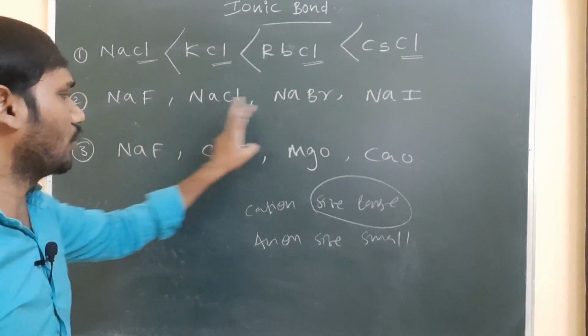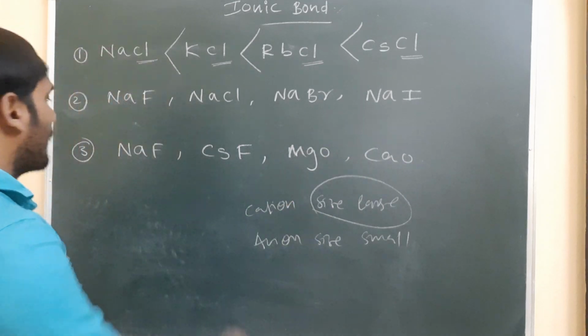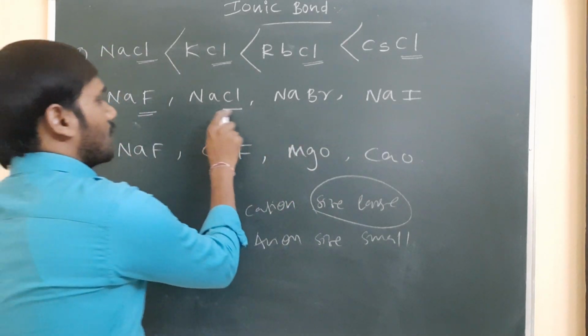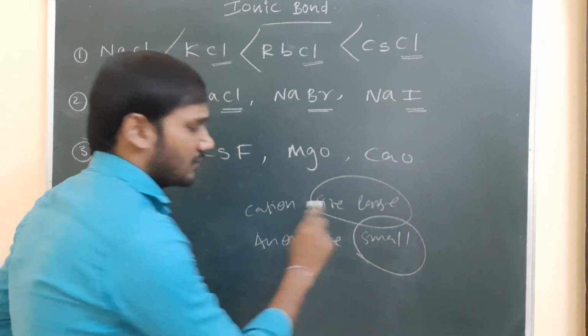Same for the next one. Here sodium is common, which means the metal is common, so we go with respect to the non-metal, which is the anion: fluoride, chloride, bromide and iodide. Let us see. Anion size should be small.